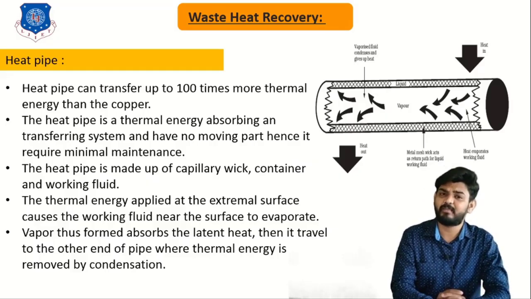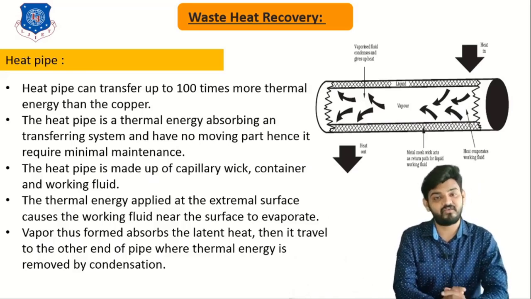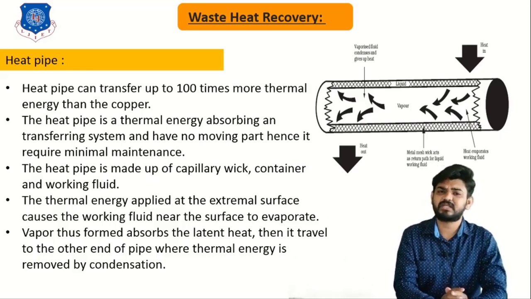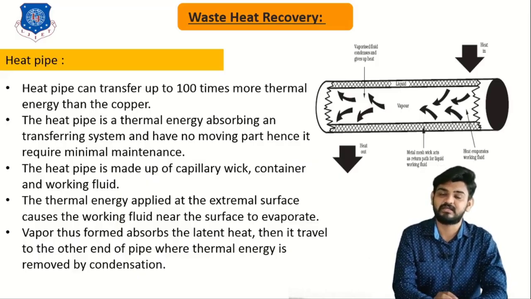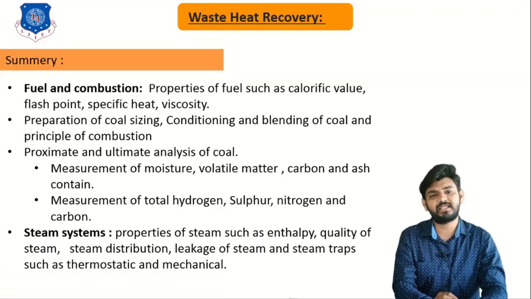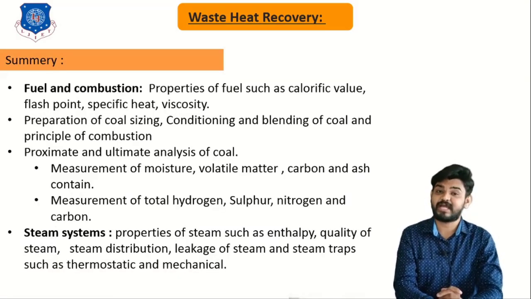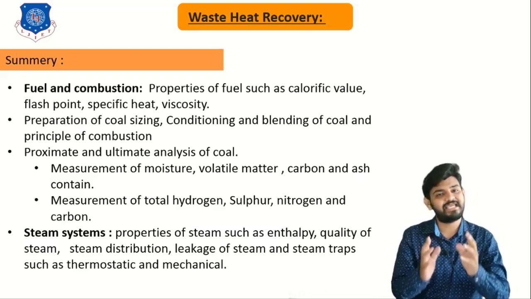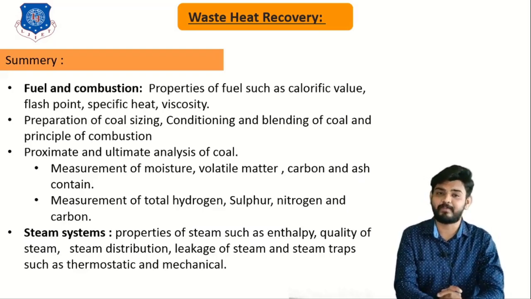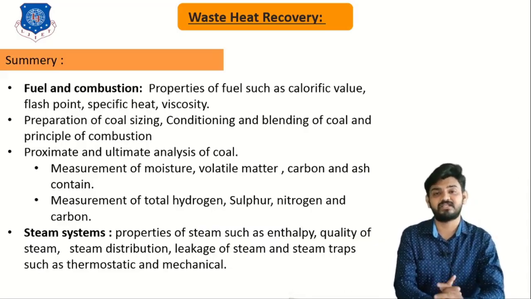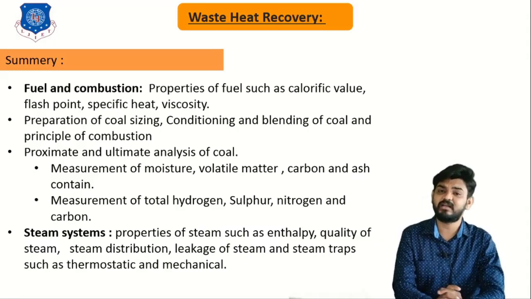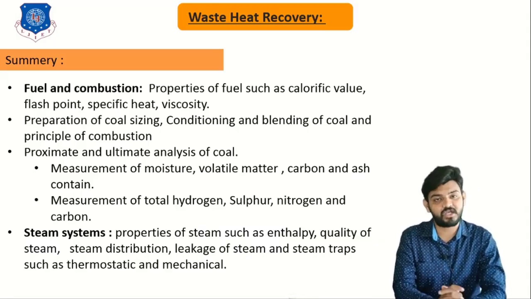So it was all about the different waste heat recovery devices. So this concludes the chapter of energy efficiency in thermal utilities. Let's summarize all the things that we have covered in this chapter. We started this chapter by saying that it contains four parts. First is fuel and combustion. The second one is steam system. The third one is insulation and refractories. And the last one is waste heat recovery.